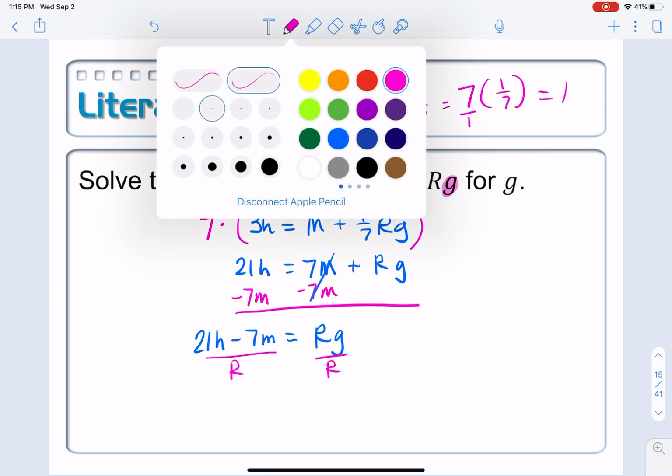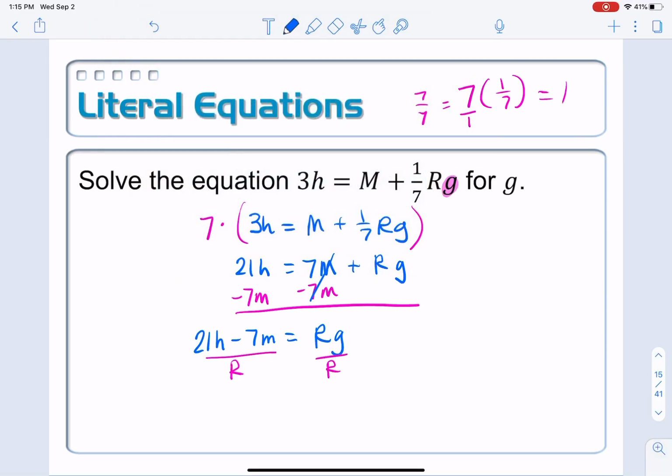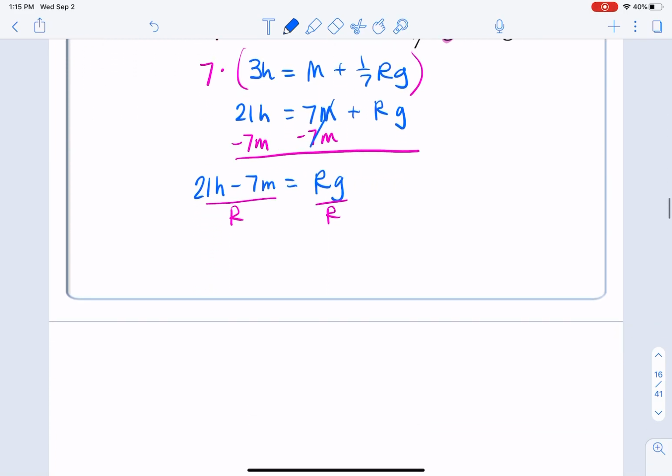Okay, once again, the r has nothing in common. There's no like terms over here, so there's no simplification that is going to happen. So I'm just going to rewrite that side of the equation, 21h minus 7m over r. Of course, on the right-hand side, the r's will cancel, and I'm just left with g. So I'm good to go.